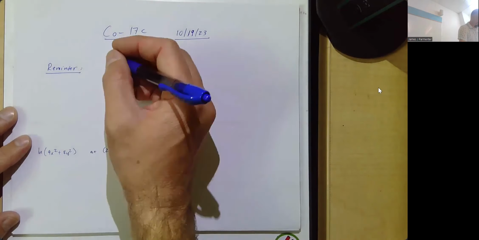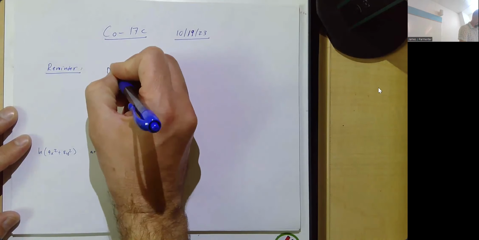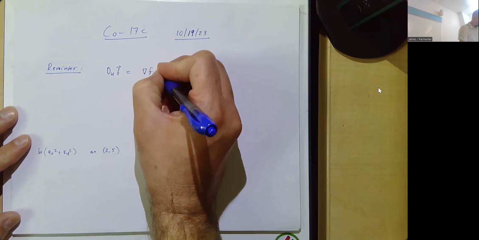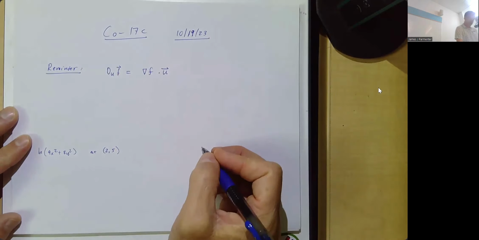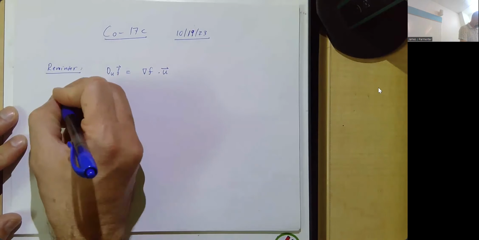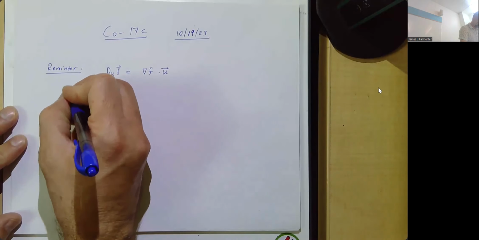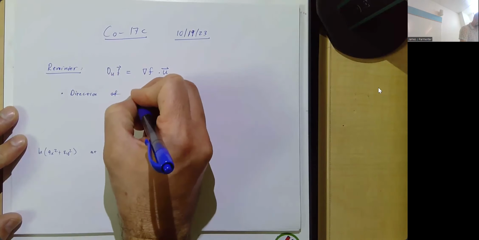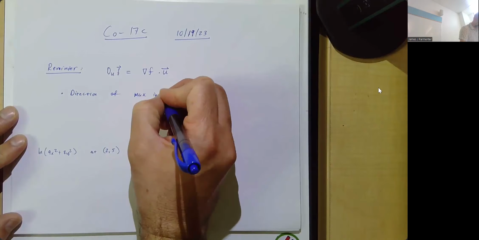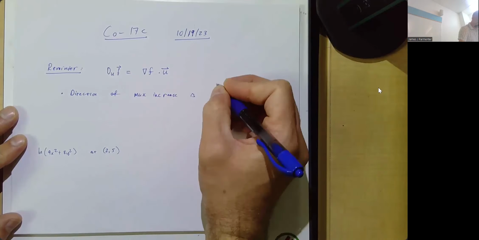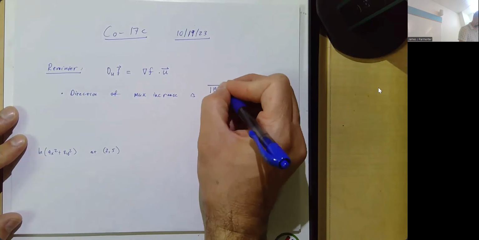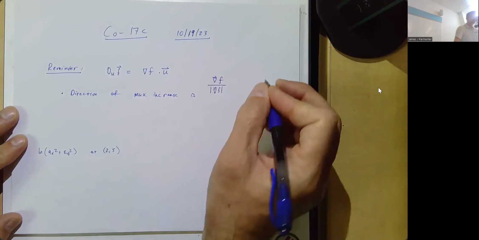Just a reminder, this is the directional derivative. It's equal to the gradient dotted with the vector u. And two things. Thing one, the direction of maximal increase is the gradient divided by its own magnitude. Or in other words, the direction of the gradient.